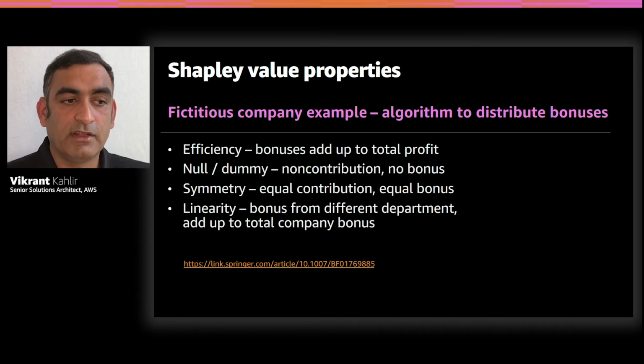Same for symmetry. Equal contribution, equal bonus. Two employees contributing equally should get equal bonus. And the last one is the linearity property, which basically means bonuses from different departments add up to the total company bonus. This is a little bit important because sometimes what we observe, especially in machine learning systems, is that the finest possible granular grain or the feature or the item is not accounted, and we are interested in more high-level features. So we try to group them into high-level features.